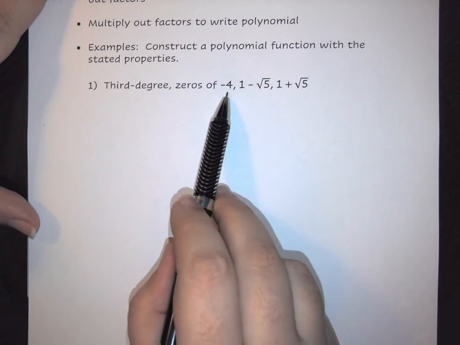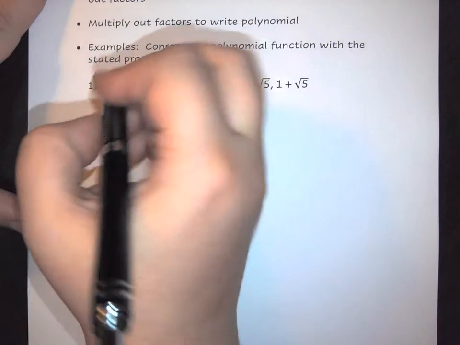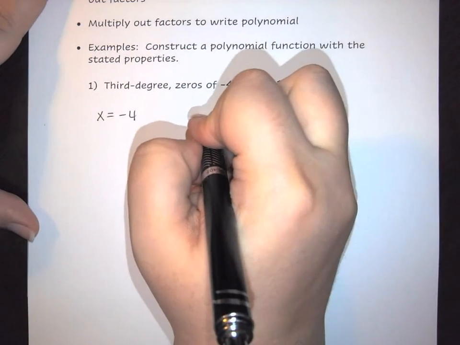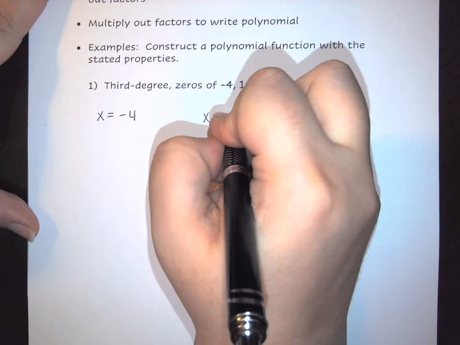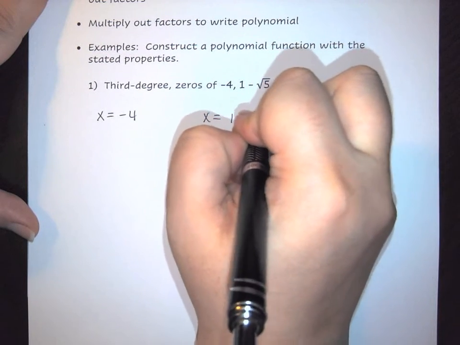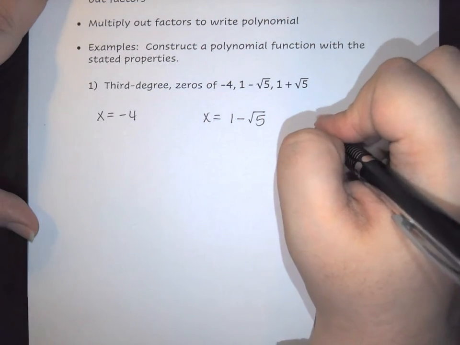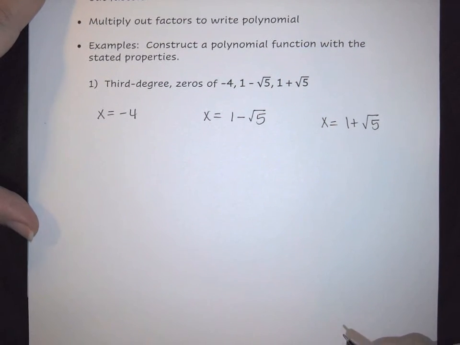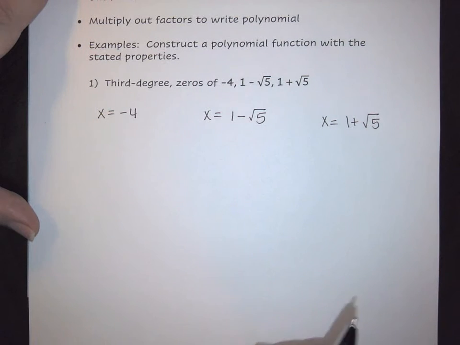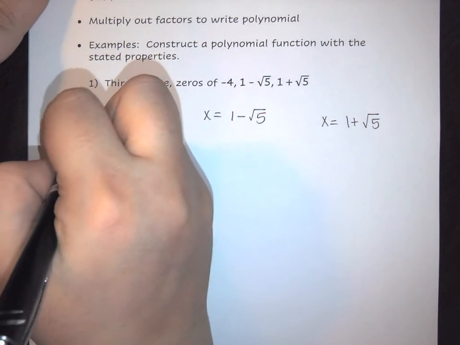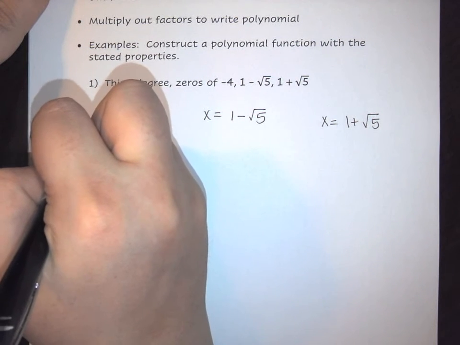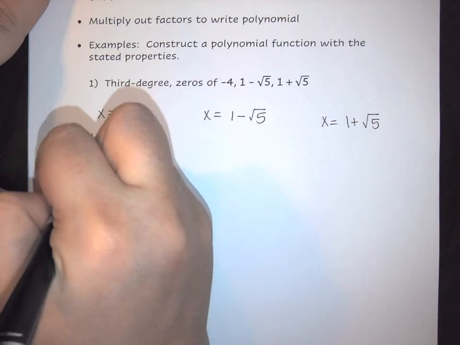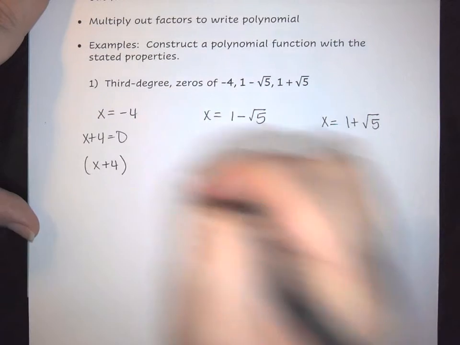So first of all, I have zeros of -4. So this means I know that x equals -4. I know that x equals 1 minus the square root of 5. And I have x equals 1 plus the square root of 5. I need to change all of these zeros over to their factor counterparts. So this is going to become x plus 4 equals 0. So its factor is x plus 4.